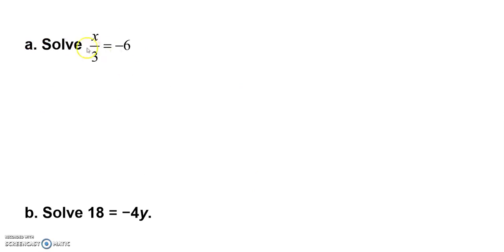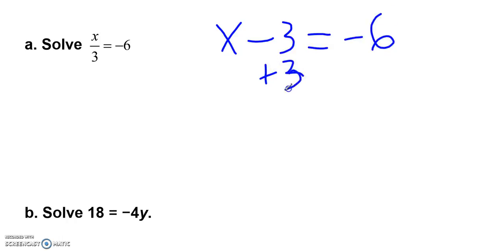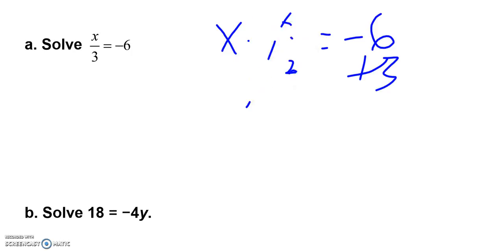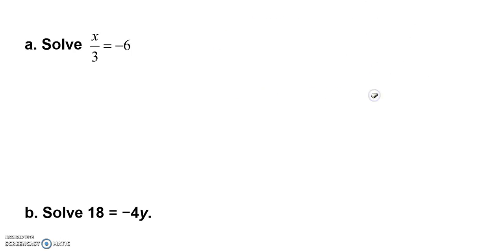Okay. So this says to solve x divided by 3 equals -6. So what do we do when we had, let's see, x minus 3 equals -6 or something like that? We add 3 to both sides because that is the opposite of subtracting 3, and that would give us the answer. So we had to do the opposite of subtraction to get rid of it. So we have to do the opposite of division to get rid of it, okay?